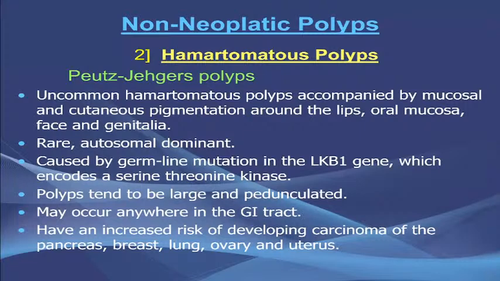The polyps tend to be large and pedunculated and may occur anywhere in the GI tract, so not just in the small or large bowel. And these patients have an increased risk of developing carcinoma in other areas: the pancreas, breast, lung, ovary, and the uterus, okay? And that's why it's called a syndrome, okay?